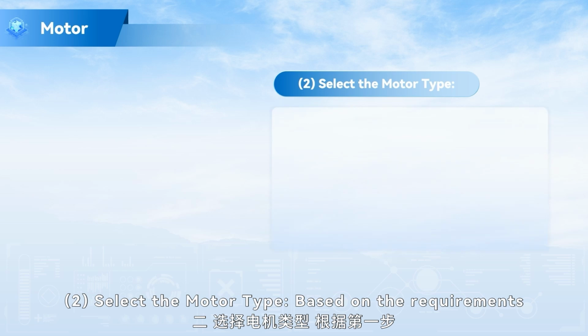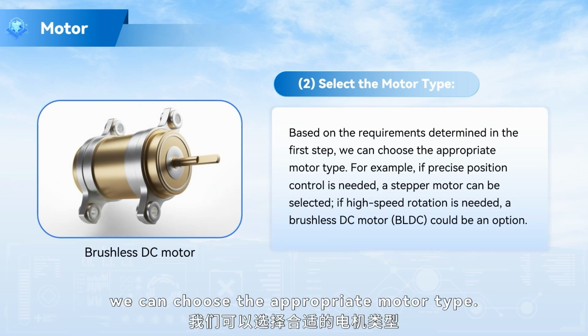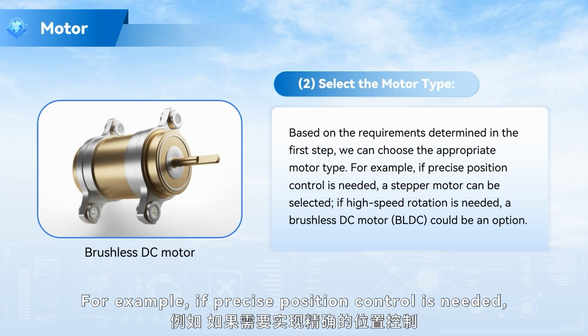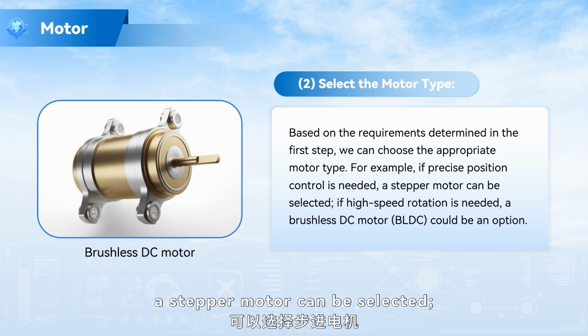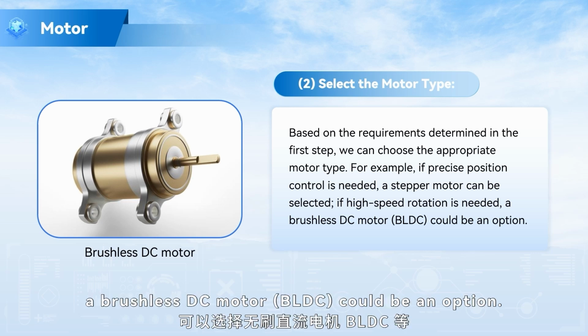2. Select the motor type. Based on the requirements determined in the first step, we can choose the appropriate motor type. For example, if precise position control is needed, a stepper motor can be selected. If high-speed rotation is needed, a brushless DC motor, BLDC, could be an option.